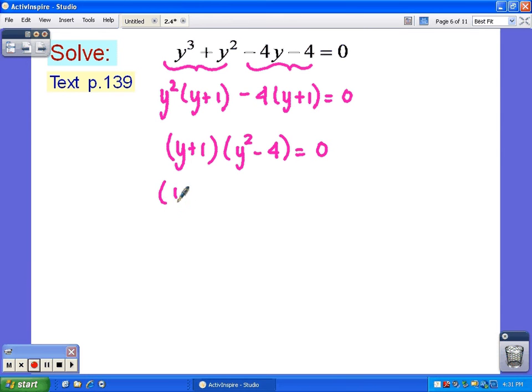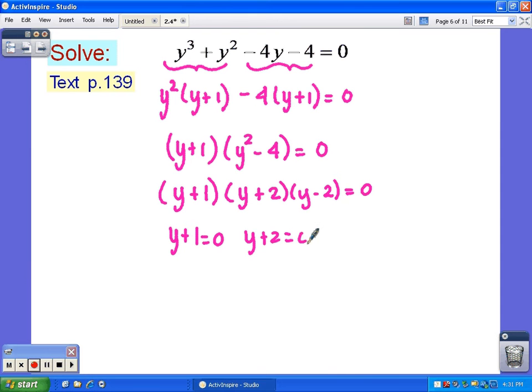Now, looking at what we have left, that y squared minus 4 can break down further as y plus 2, y minus 2. Now that we've got it factored out, we'll set them all equal to 0 and solve. So that would give us y is equal to -1, y is equal to -2, and y is equal to +2.